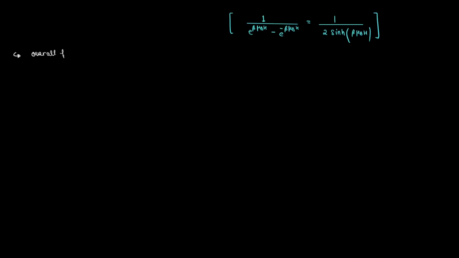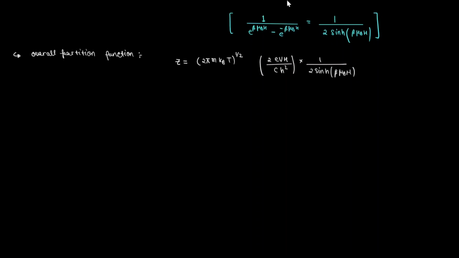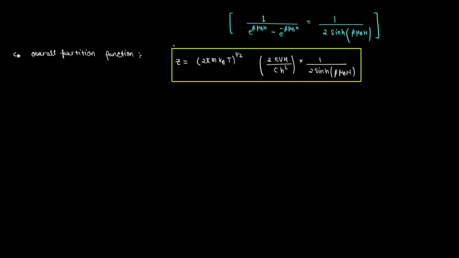So therefore the overall partition function will be given by 2 pi m kB T whole raised to power half times 2 EVH divided by CH square times 1 divided by 2 sine hyperbolic of beta mu VH. Now in this case, the partition function is a function of magnetic field. So therefore, in this case, the susceptibility will not be equal to 0, as suggested by the classical theory.